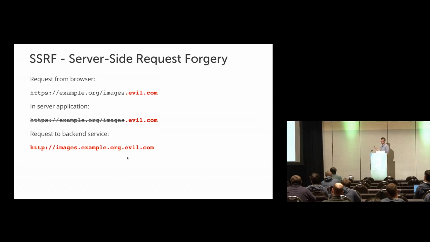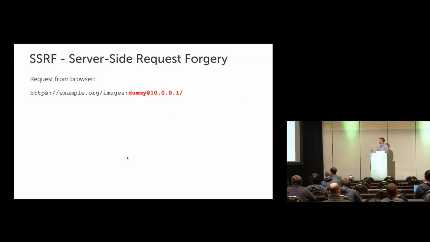Well, it's going to delete the first part, and it's eventually then going to go to images.example.org.evil.com. So by modifying the first request, we can now specify a new location for the back channel request. So this is server-side request forgery. We can now make the server do a request that it didn't intend to do. So there are many ways of doing this.